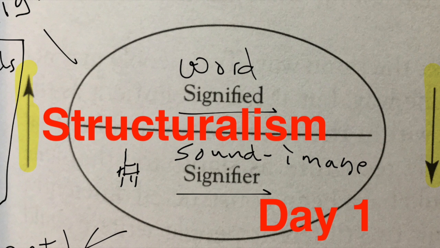So that's the paradigmatic. These are both, what does he call them? He calls them both relations, syntagmatic and associative relations.